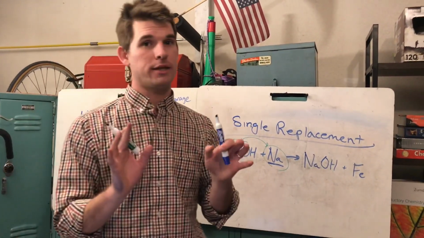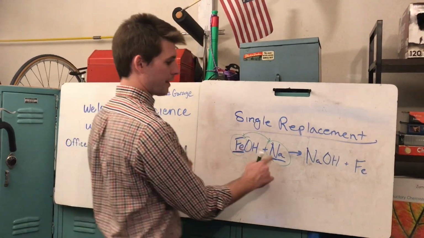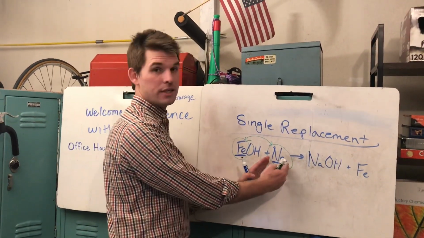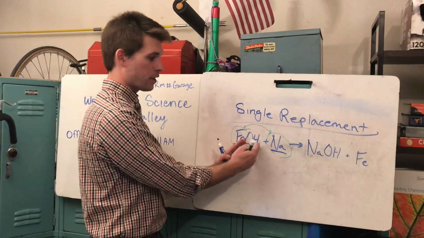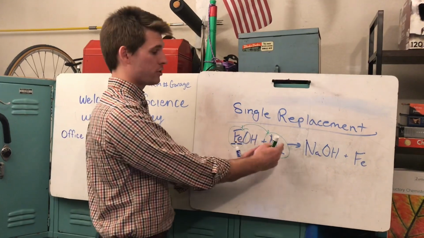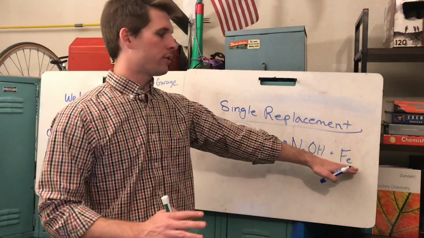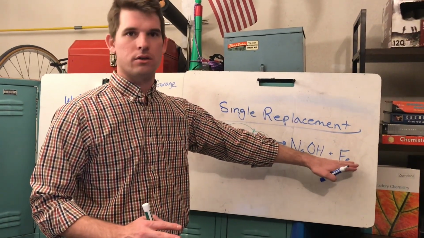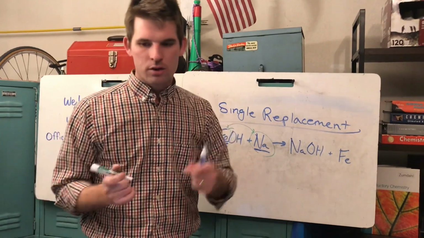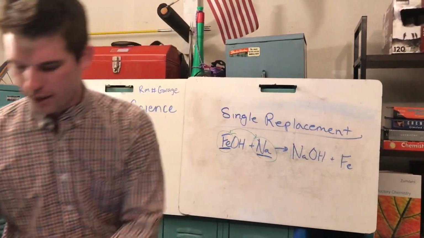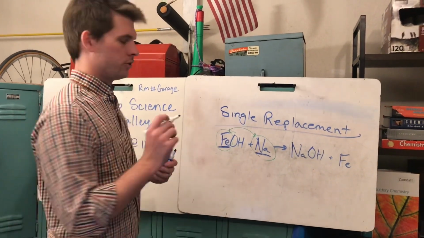One way to identify this that separates it from a double replacement is that the sodium is by itself. It doesn't have another anion. Iron has a hydroxide anion, but sodium, it's by itself. And then over here, the iron doesn't have an anion. It's alone. It's single. It's by itself. That's one way that I think about when I'm identifying. And then I'll show you what it looks like with the general equation.